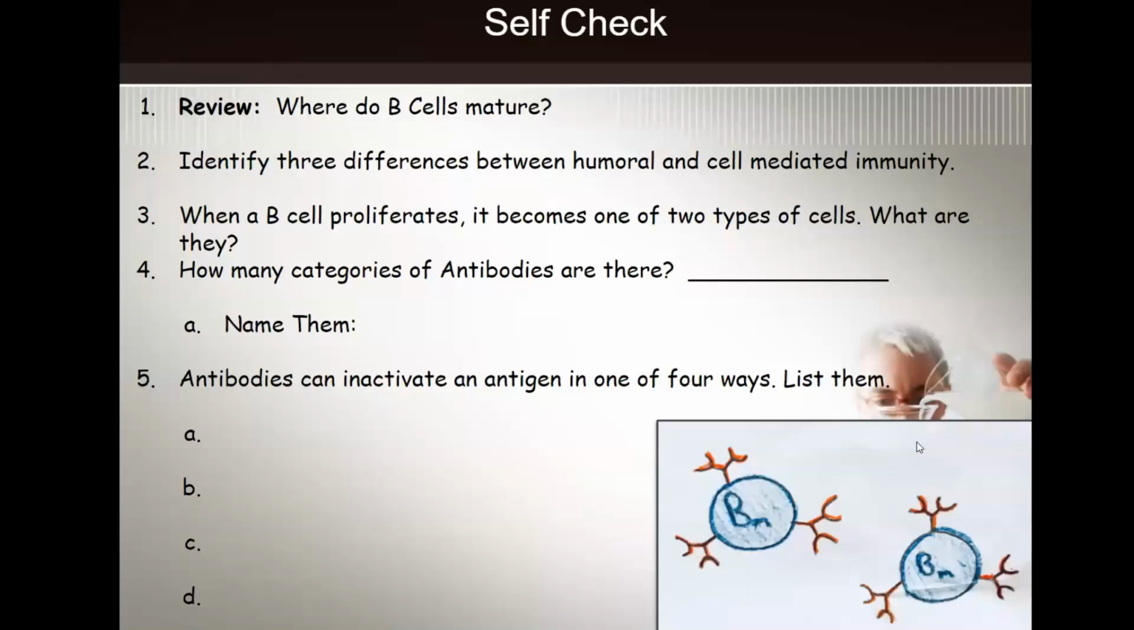So this is our self-check. Just take a few minutes, short lecture today. Hopefully now you'll find those answers a little bit easier to do.